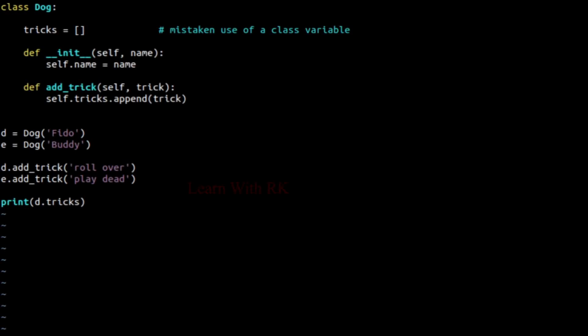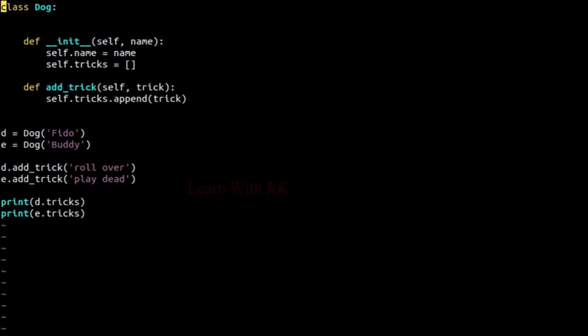So, what is the right approach for defining this? Instead of defining tricks as a class variable, you have to define tricks as an instance variable, where the variable will be scoped only to that instance. Here also, I am creating two instances of the same class with Fido and Buddy as the initial values, and then I'm adding the trick rollover for the first instance and play dead as the trick for the second instance. Let's run the program and see the output.